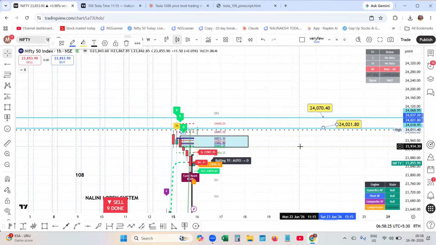24,021. Why I selected 108 Tesla time is that I noticed after the opening, after 9:15 or so, the market trends up to 10 a.m. Many times we will not be able to catch that move.